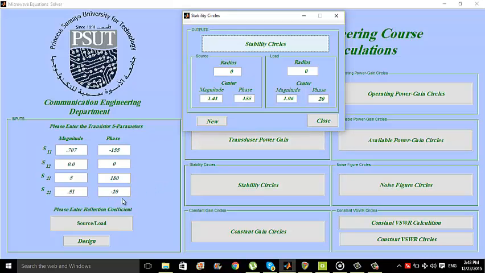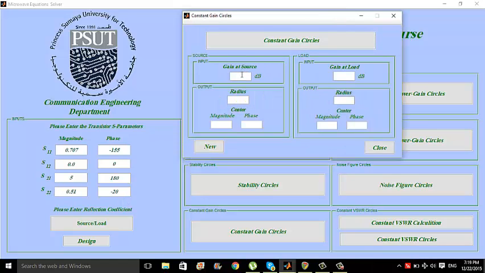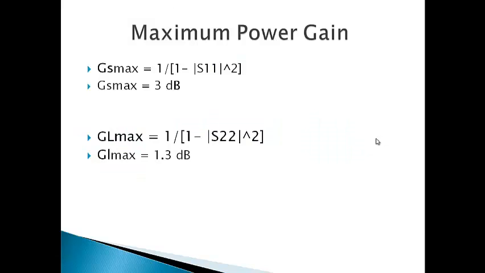As we see, the center of the stability circle is greater than 1, so it is located outside the Smith chart, and the radius equals 0, so there is no intersection between the stability circle and the Smith chart. Now we will solve for the constant gain circles, but first we need to calculate the maximum power gain for the source and the load. For the source, the maximum power gain is 3 dB and for the load it is 1.3 dB.